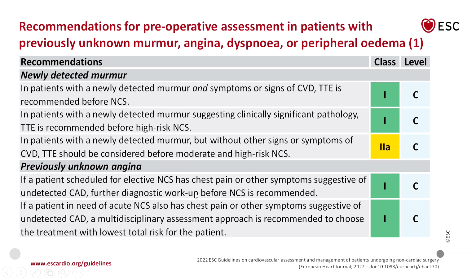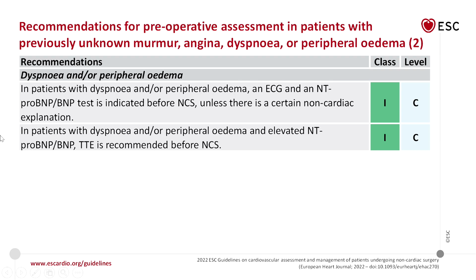Previously unknown angina, but the patient is coming for non-cardiac surgery and having chest pain along with new onset or other symptoms suggestive of CAD, then further diagnostic workup is to be done before non-cardiac surgery. And if the patient is having acute non-cardiac surgery and acute chest pain or other symptoms of undetected CAD, then multidisciplinary assessment, and then decide regarding going for the CAG before, or whether you want to do the surgery. So a multidisciplinary approach is recommended.